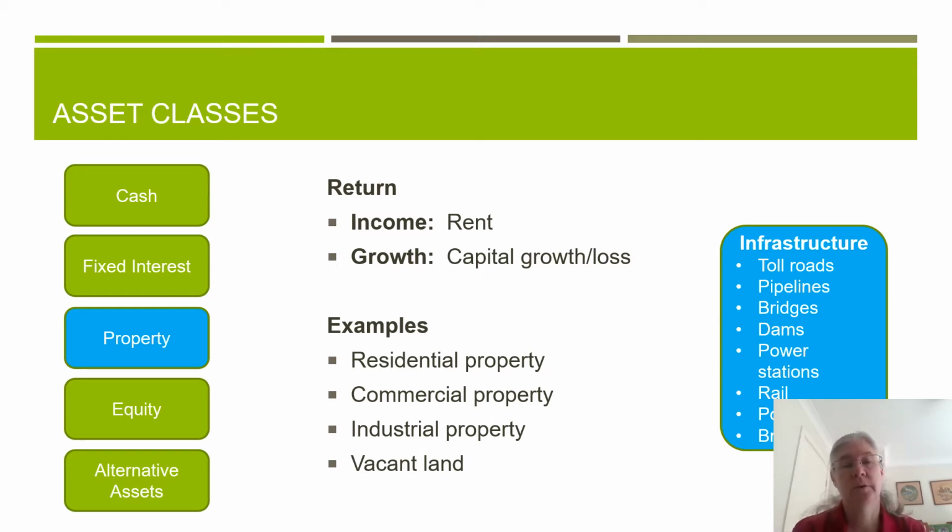So if we've got the type of property that's rented out, then we're going to be getting rent as our income. We would also be expecting growth from property, hopefully capital growth and not a loss. It is still, of course, highly possible that you could have a loss. So property, very common example, residential property, but don't forget about the other more unusual ones, commercial property, industrial property, vacant land. Well, they're not that uncommon.